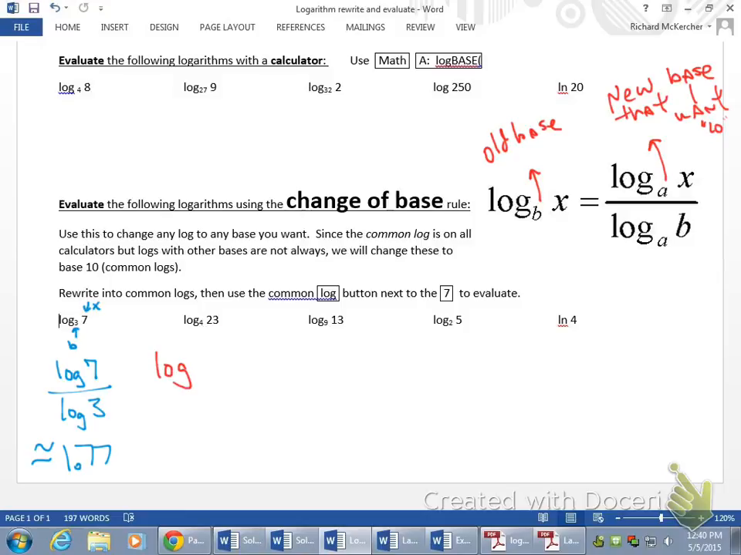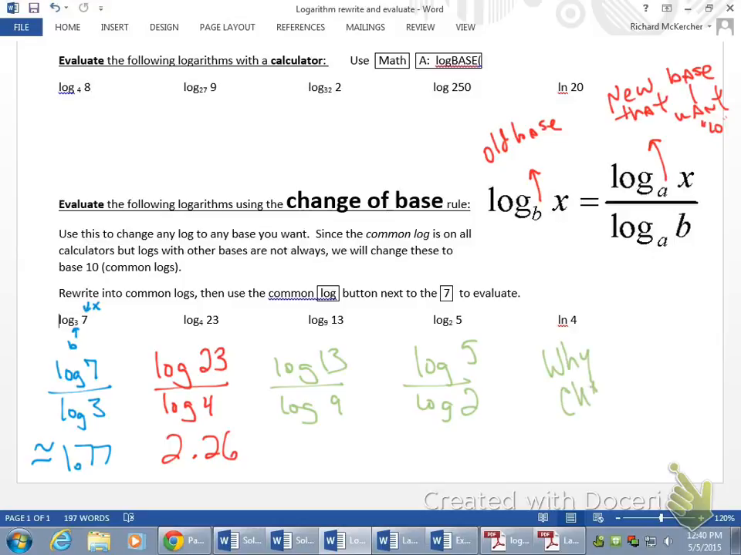Same thing here. I'm going to do the common log of 23 divided by the common log of 4. Again, that changed it from a base of 4 to a base of 10. Now I can put it in my calculator. Each of these works the same. These will all work the same, and the natural log, there's really no need to change the natural log base because there's already a natural log button on your calculator. So just use the natural log button.